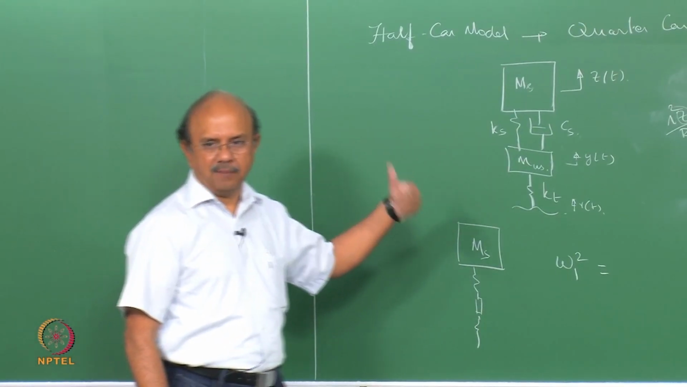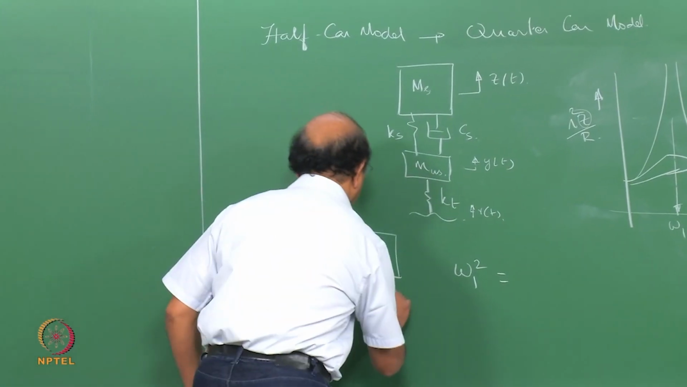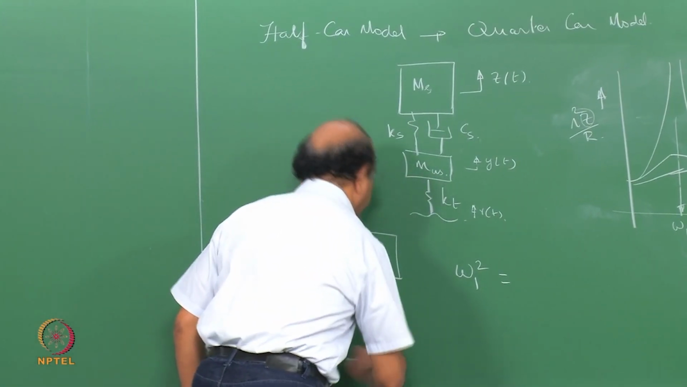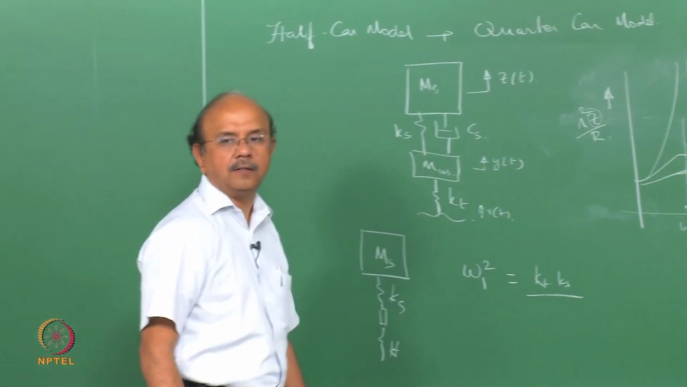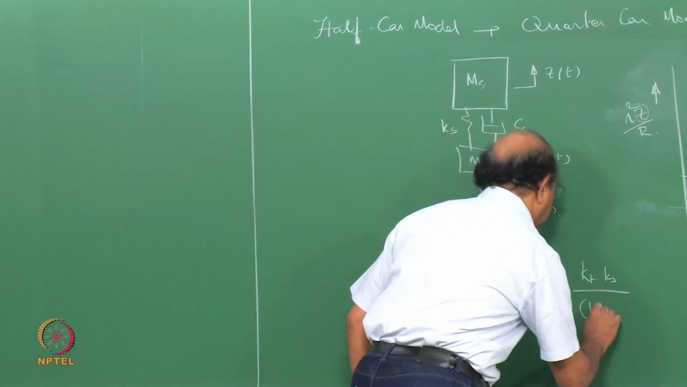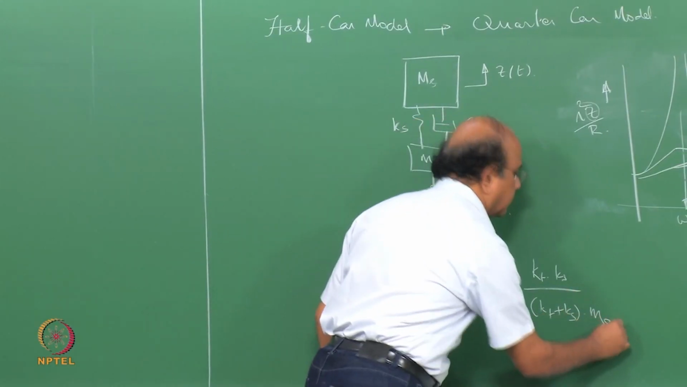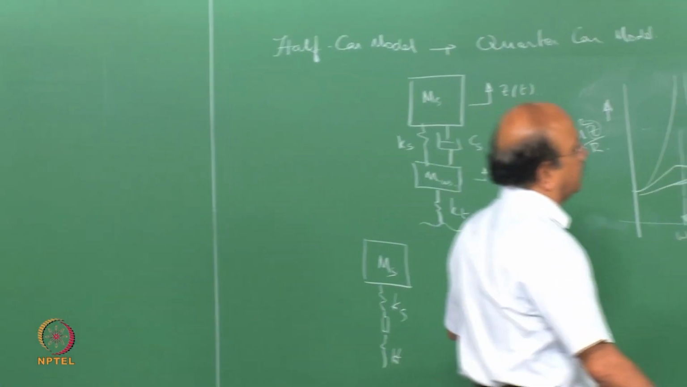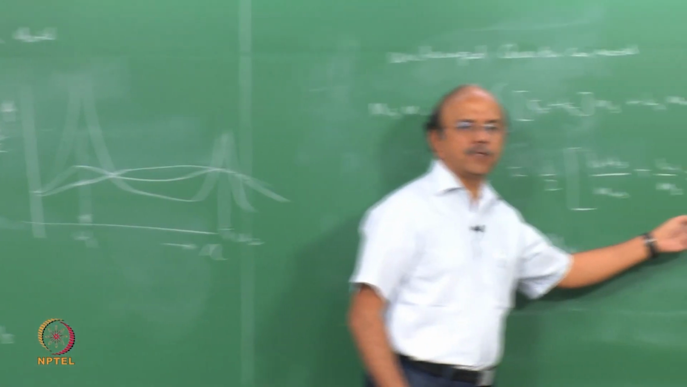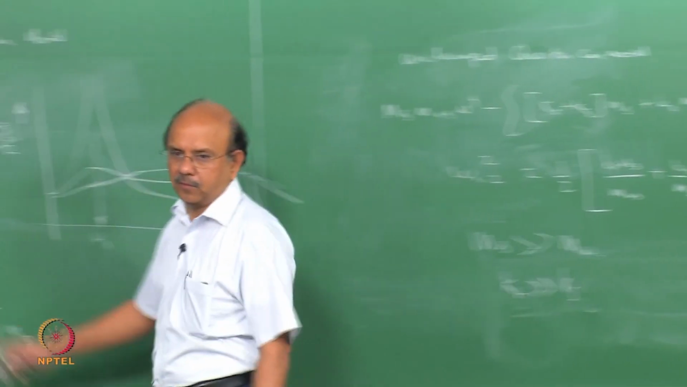k by m. So this is k spring, k tire into k spring divided by k tire plus k spring, into ms. So this is a very straightforward way. In fact, you can achieve that by an approximation, say for example, you can do a Taylor series approximation here and you will get a very similar result.